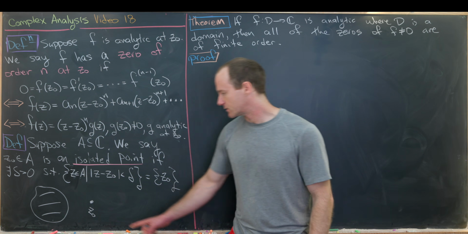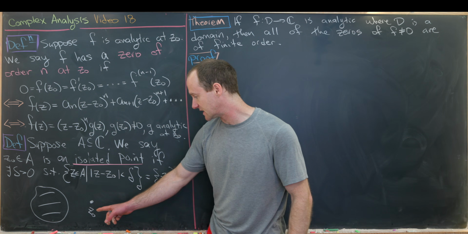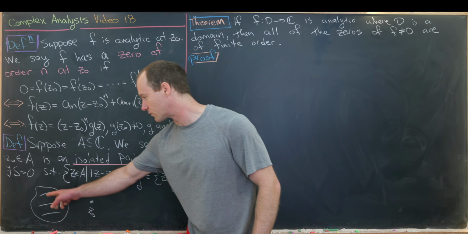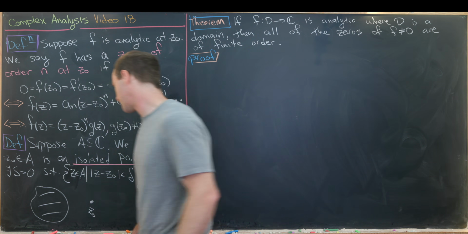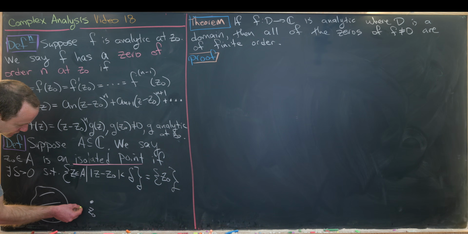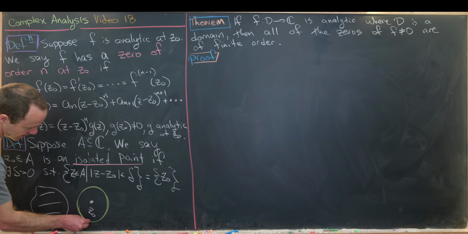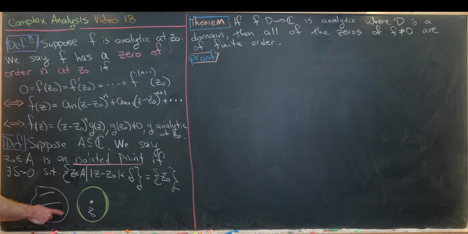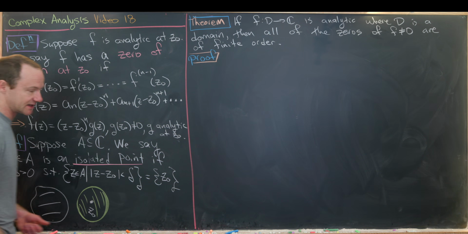So that means that we have some sort of picture like this. Let's say A is given by this single point here and then the rest of these points over here. Notice that we can find some sort of disk to put around this point z0 where it doesn't touch the rest of the set A. So the only member of A inside of this disk is the point z0 itself.